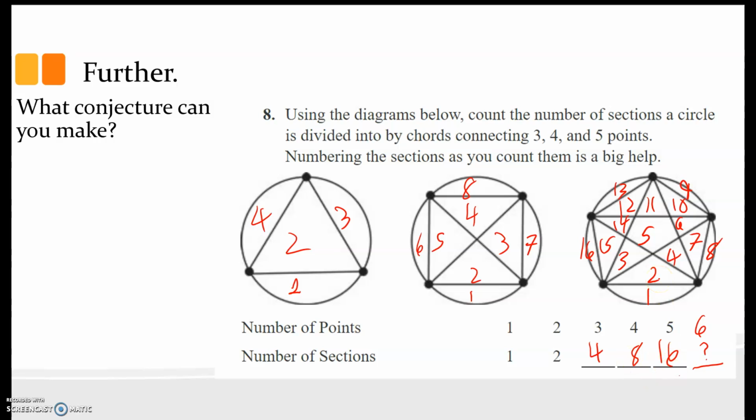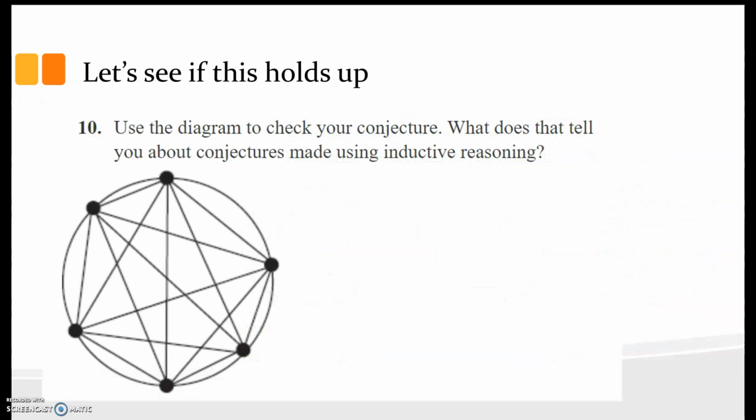So just based off of here, by using induction, we can conclude that 6 should be 32. But let's see if that's actually true. So let's see if that holds up for 6. Try counting it on your own. So pause the video.